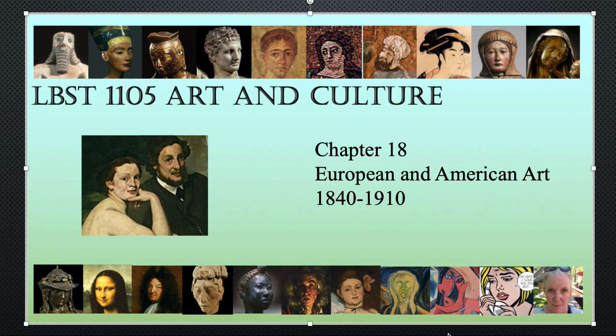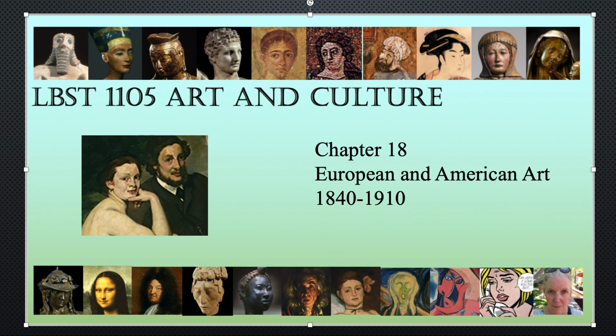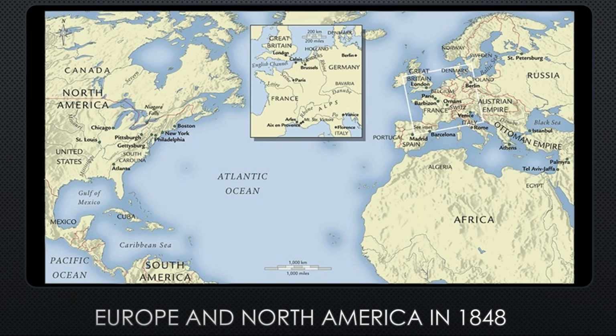This is your next to the last unit. Oh, sorry, there's two more after this. Chapter 18, European and American Art, 1840 to 1910. And it's rather long. Normally it covers two class periods, but I've divided this into four separate sections just because those were convenient breaks. So some of these sections are going to be a little on the short side. So I'm sure you're fine with that.